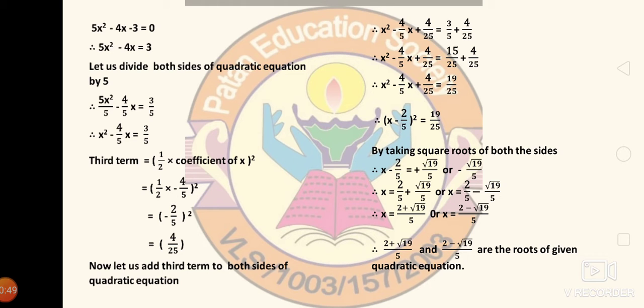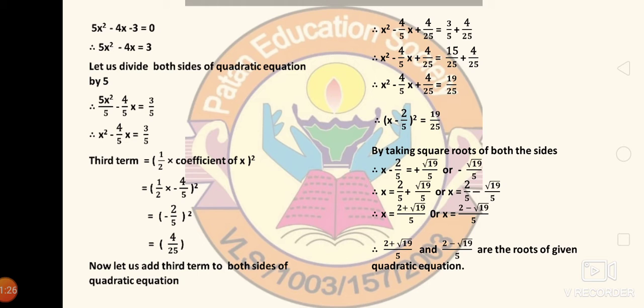Now if you see, the coefficient of x square is 5 and you have to make it 1. How will you make it 1? Yes, by dividing both sides of the quadratic equation by 5. Therefore 5x square by 5. While dividing the middle term, that is 4x, write 4 upon 5 and write that x at the center, and then equal to 3 upon 5 will remain as it is.